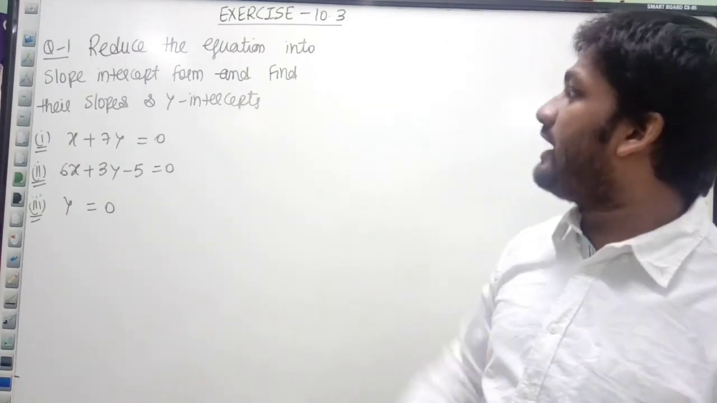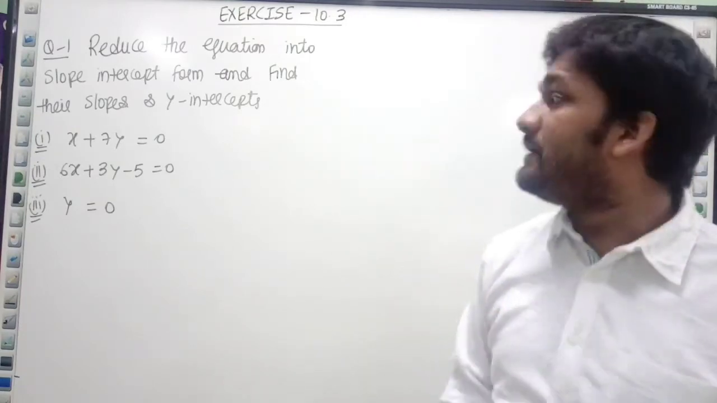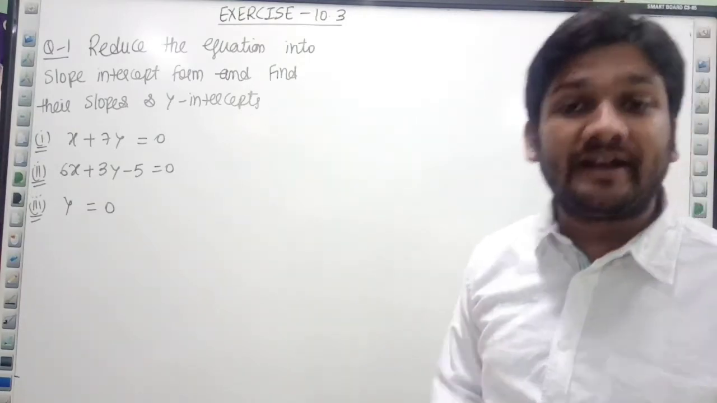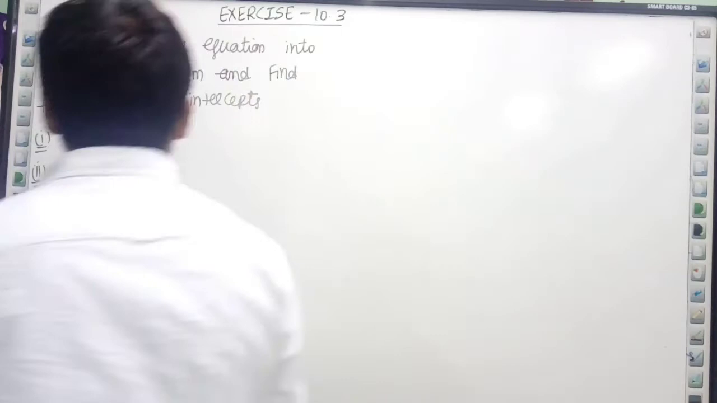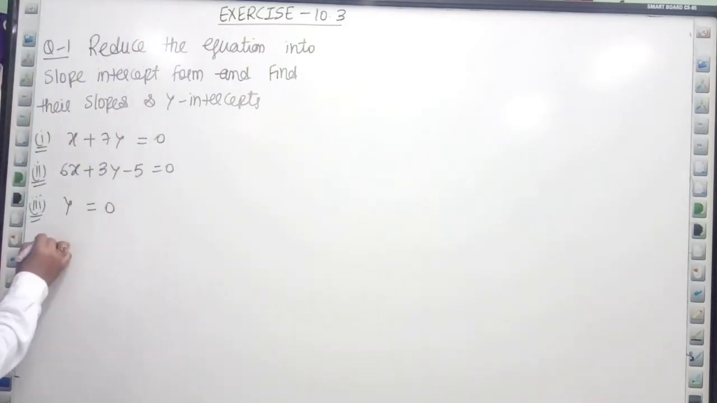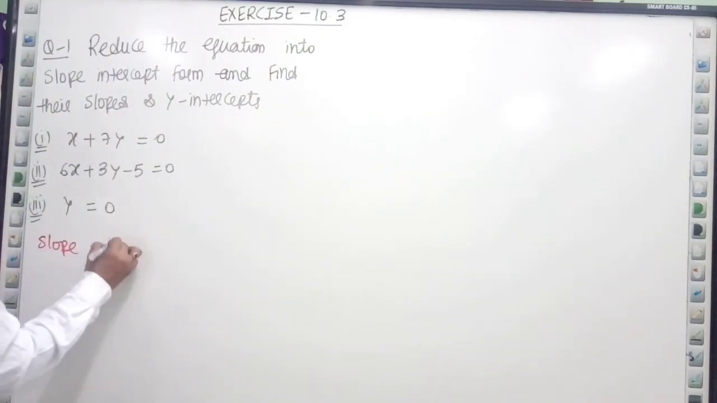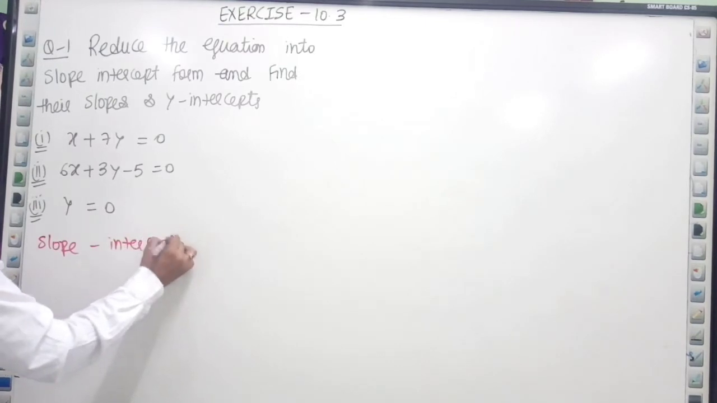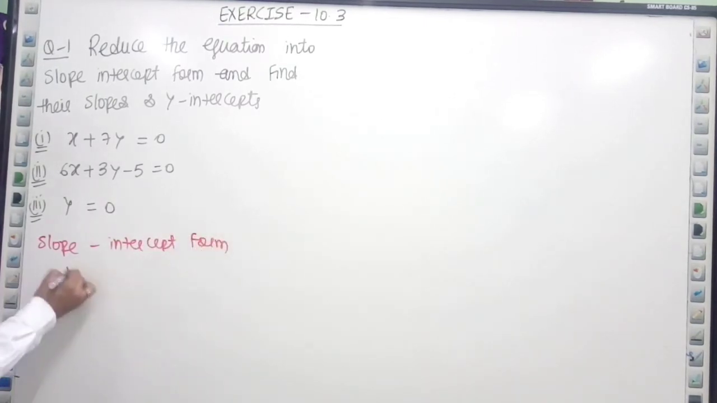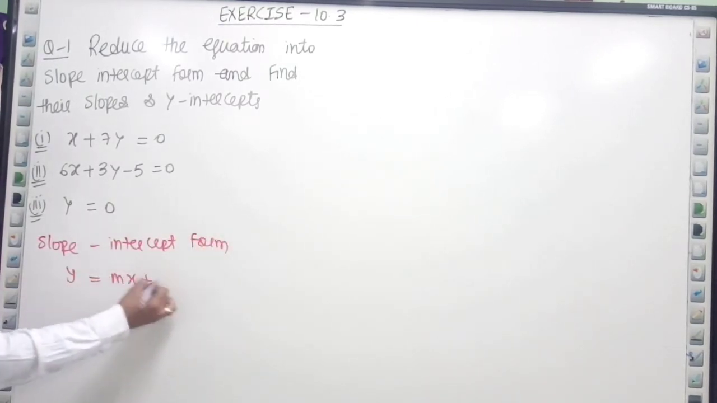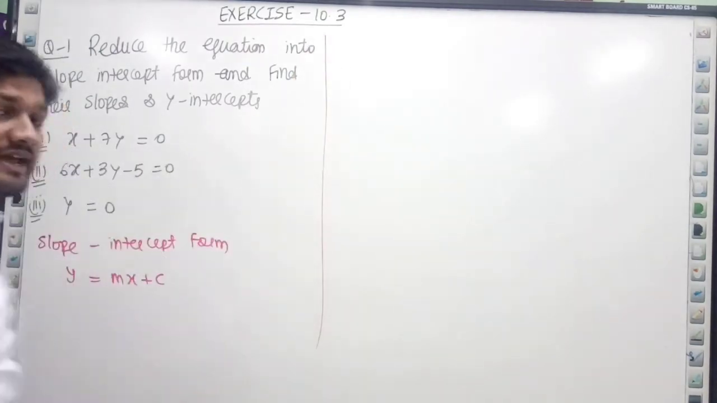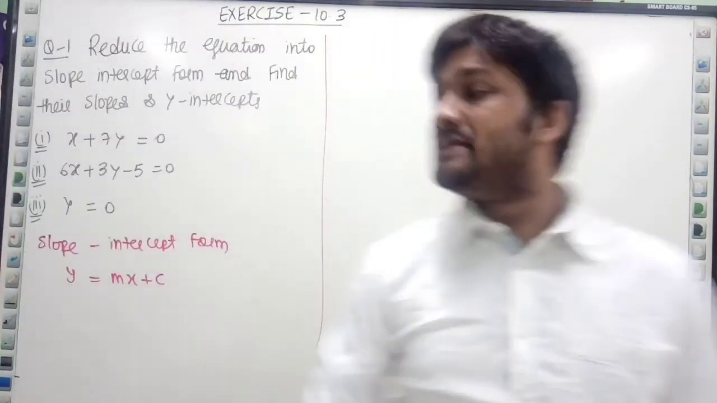The first question we have: reduce the equation into slope-intercept form and find the slope and y-intercepts. Now first we should know what is slope-intercept form. The slope-intercept form is y equal to mx plus c. y equal to mx plus c.